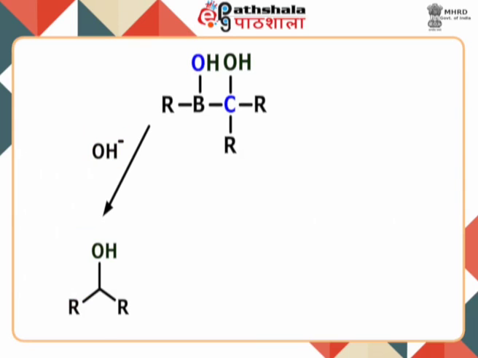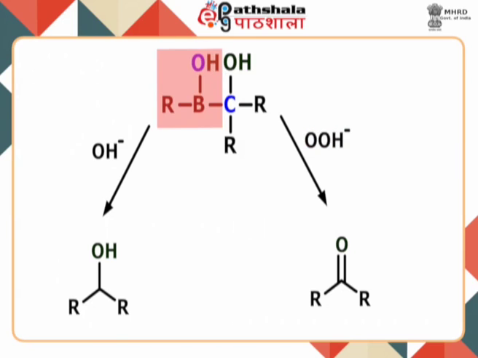You can clearly see here in this case this boron part has been replaced by H and you get this resulting alcohol. On the other hand, if you do the treatment with OOH minus, that is the perhydroxide, then what happens is this boron part gets replaced with OH and these two OH undergo dehydration as they are on the same carbon and you get the resulting carbonyl compound.